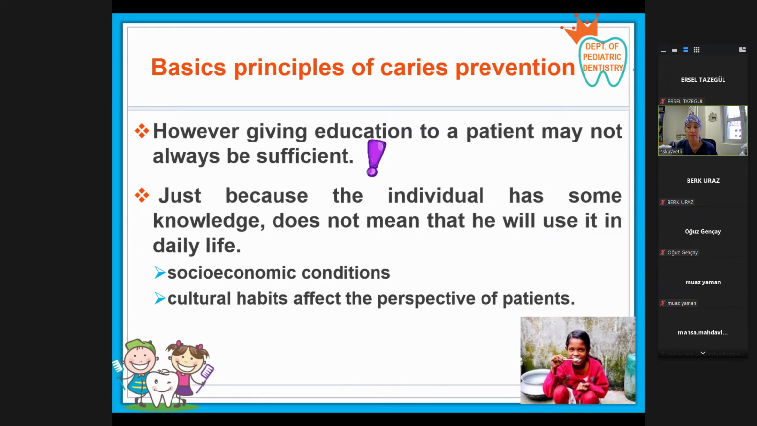And another one, maybe the information that driving fast is not a good idea. So it can be detrimental to general health. And you young people are usually fast drivers. So I don't blame you or judge you or anything like that. But when you have the information, you don't always use it for your daily life. Just because the individual has some knowledge does not mean that he will use it in daily life. So we need to give the information and also the motivation to use this information.